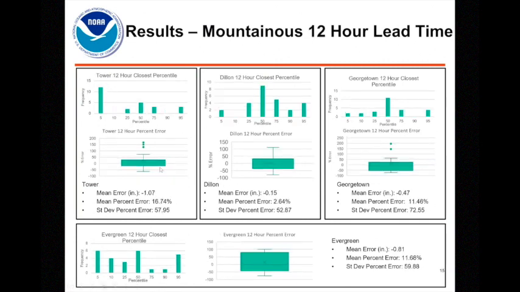Looking at the 12-hour, you can see Tower having 3 outliers that really ramp up the 5th percentile, showing that there's a clear over prediction bias in it. Dillon shows a right skew, again with under prediction. Georgetown has a normal bias and looks pretty good, as does Evergreen, showing a skew to the right with over prediction.